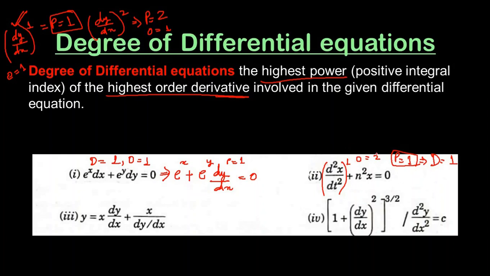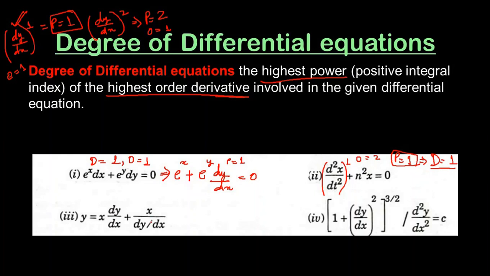How do you identify order? It is the order of the highest order derivative. Order is 2, therefore the differential equation's order is 2. But since the power is 1, therefore the degree is also 1. I hope I am being clear about the order and the degree of the differential equation.